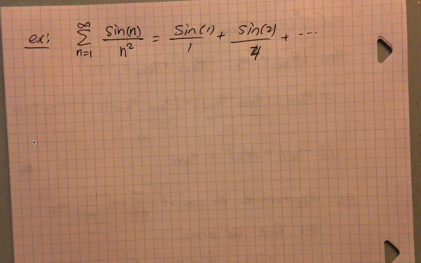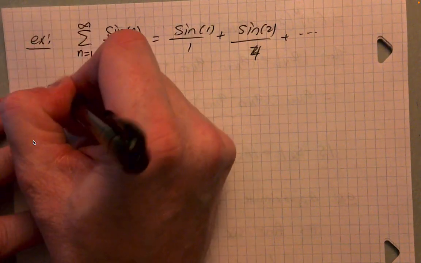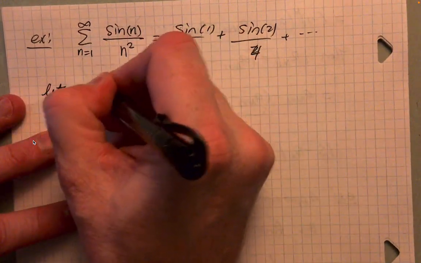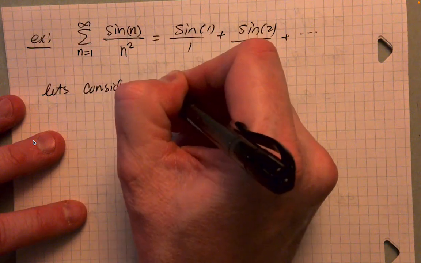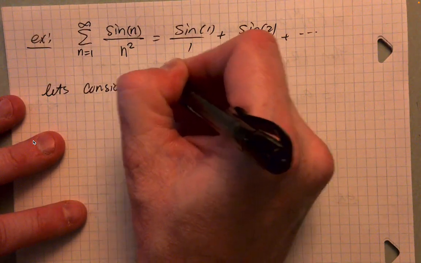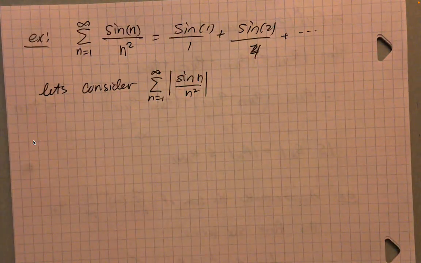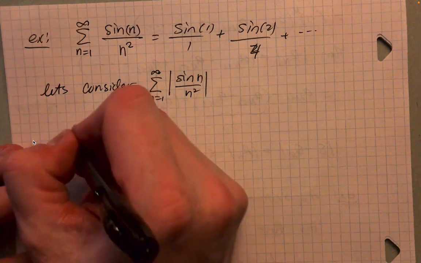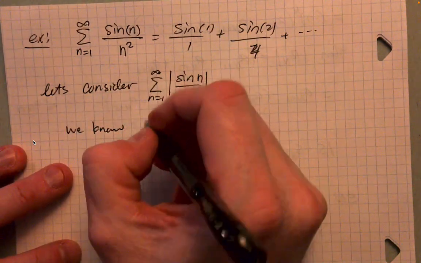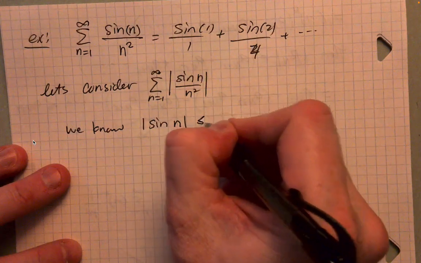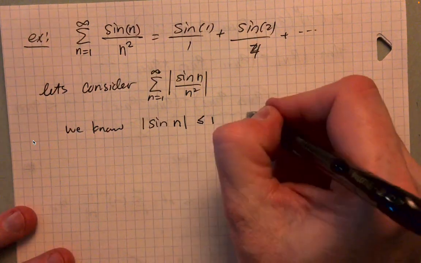Okay, so let's consider, to figure out whether this converges or not, let's consider the absolute value of the series. All right, let's consider this guy. We'll use kind of a direct comparison argument for this series, but we know that the absolute value of the sine of n is going to be less than or equal to 1. Pretty much for all n, right? Well, for all n.